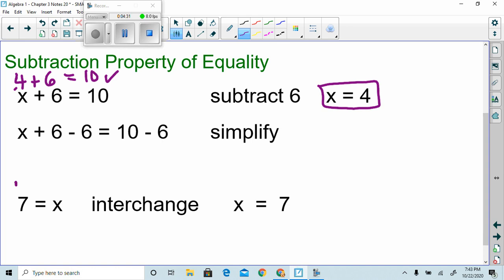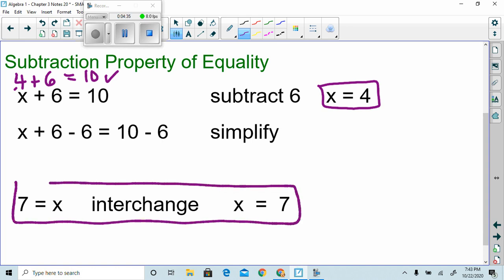Sometimes you're going to see me give you an equation where, when you solve it, your variable is on the right. You want to do something called interchange and just put your variable first. It's just a little something that, again, sets you up to put your solution in the correct order.